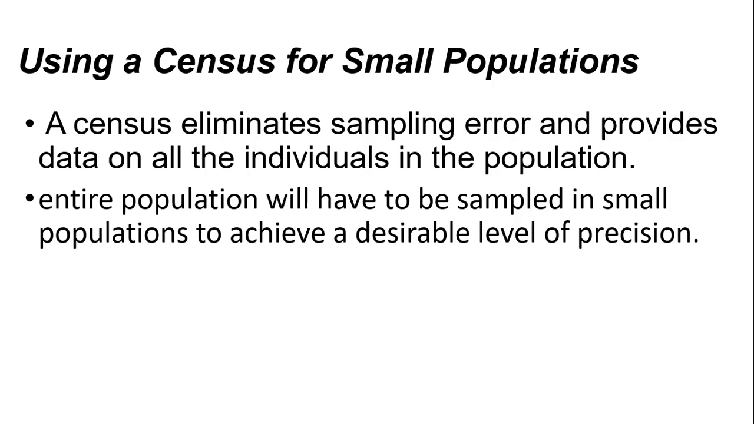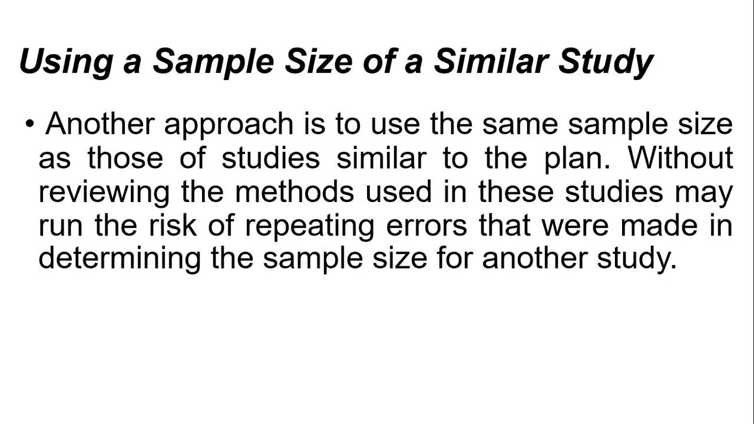And this one will give us the precision that is desired in that population. Number 2, using a sample size of a similar study, you look at some studies that have been carried before, and you look at the sample size of such studies, and you use the sample size of such a study. But the problem with this is that you are going to repeat the same error that was made in determining the sample size for that study. That is the problem for this.